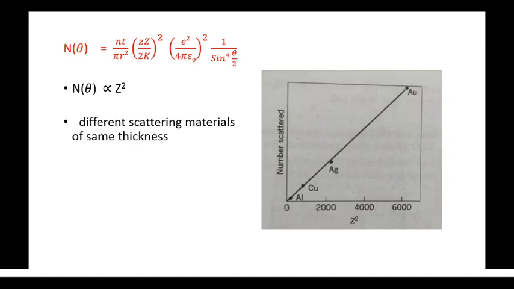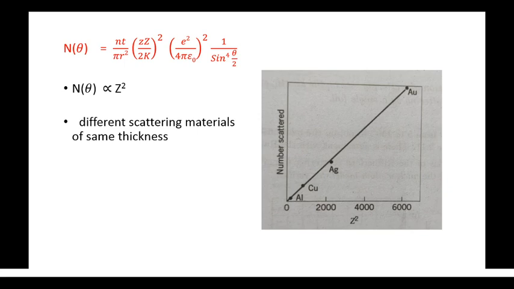Now going to the next parameter. N of theta is proportional to capital Z squared. Capital Z is the atomic number of the material used, isn't it? We know that they had done the experiment with the gold foil. So gold, Au, is here, and they also took Ag silver, Cu copper and Al aluminium, and they plotted the variation of N of theta with Z squared, and they got a linear graph. Linear graph means as Z increases, the number scattered, that is N of theta, also increases.